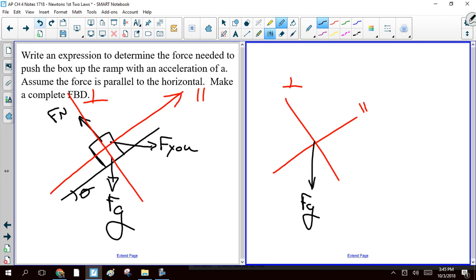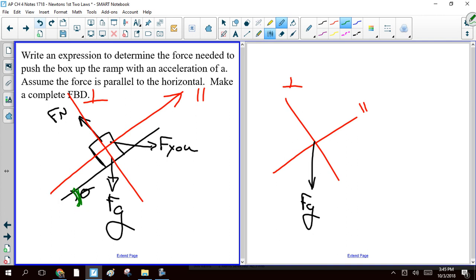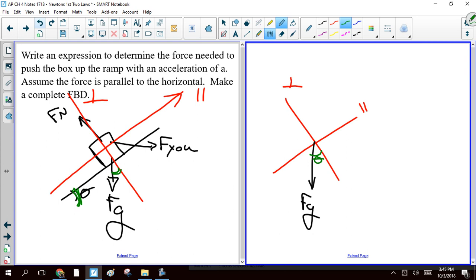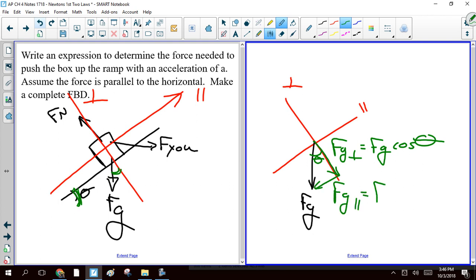Remember, we did a little bit of geometry that shows us this angle is the same as this angle. I don't know why I'm rederiving this, but I've come this far, I'm going to finish it. So here's theta. So that means that FG perpendicular is FG cosine theta, and FG parallel is FG sine theta, right? Okay, so that we already knew. That's review.